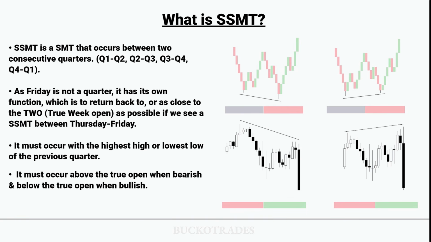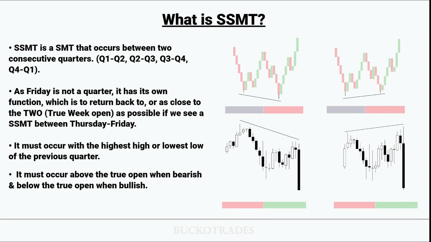Also, another question that a lot of people wonder, does the high or low need to be put in at the exact same time within the previous quarter across all the closely correlated assets? The answer to that is no. It does not matter at all what time the highs or lows are put in at. The only thing that matters is if we see one asset run above the previous quarter high or low, and we have another asset fail to run above its previous quarter high or low.